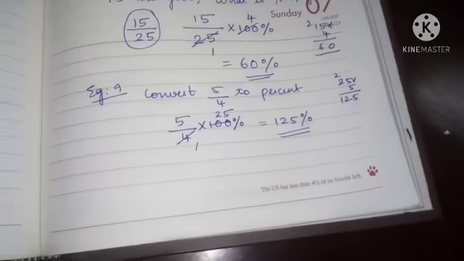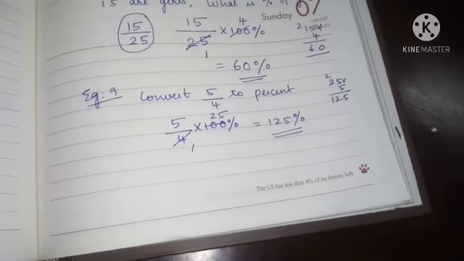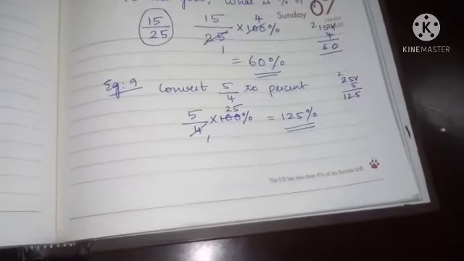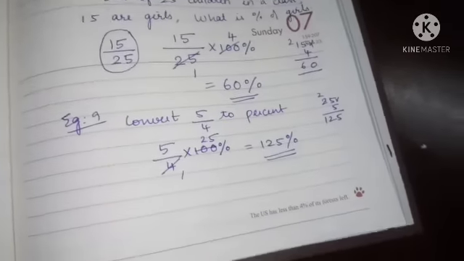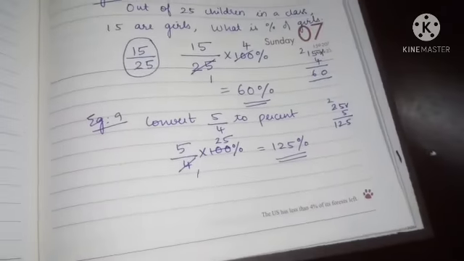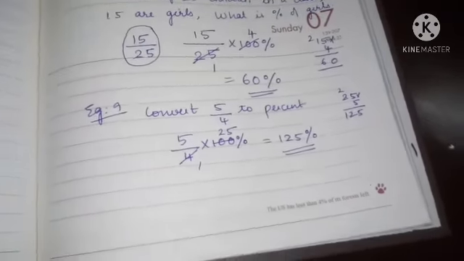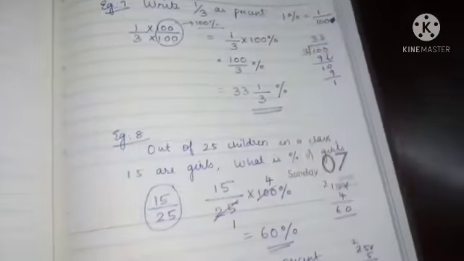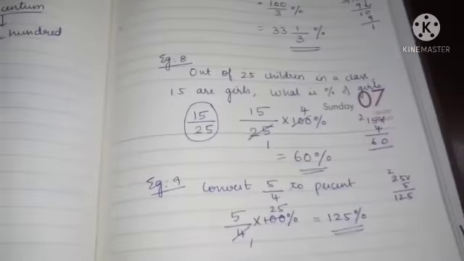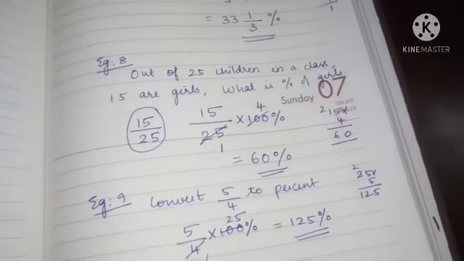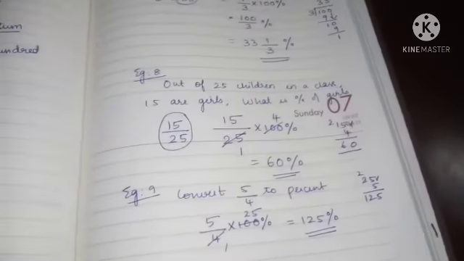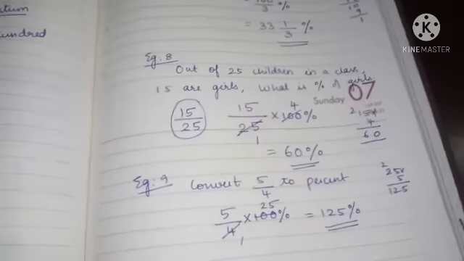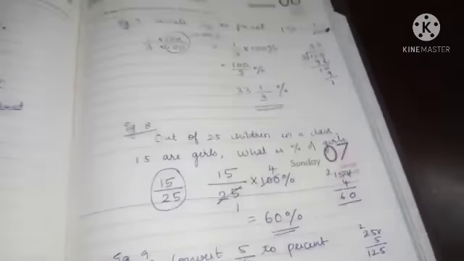So in today's class we have discussed exercise 8.1, how to do the ratios, and how to use the unitary method. Then we have discussed percentage and how to convert a fraction to a percent. From exercise 8.1, I have given the first problem C and D as your homework. I hope you all understood, children. Thank you.